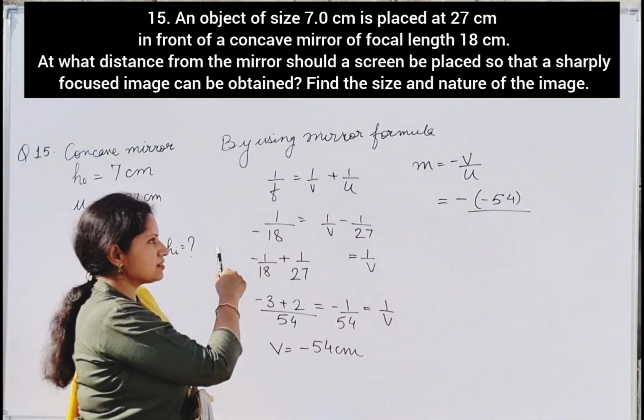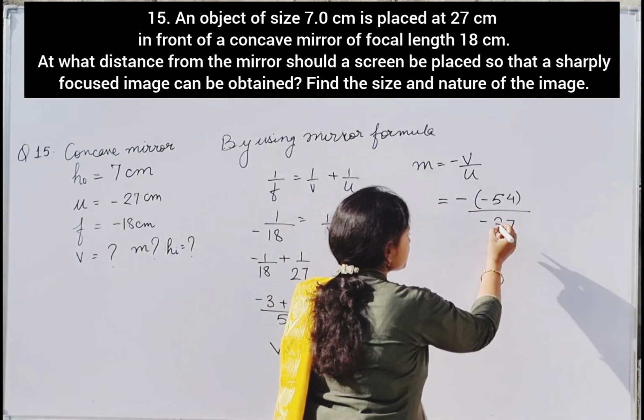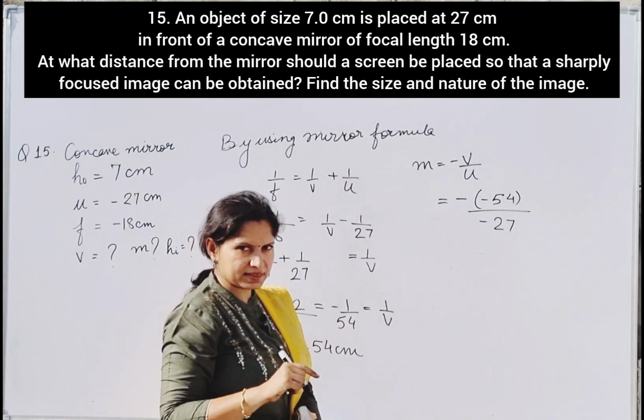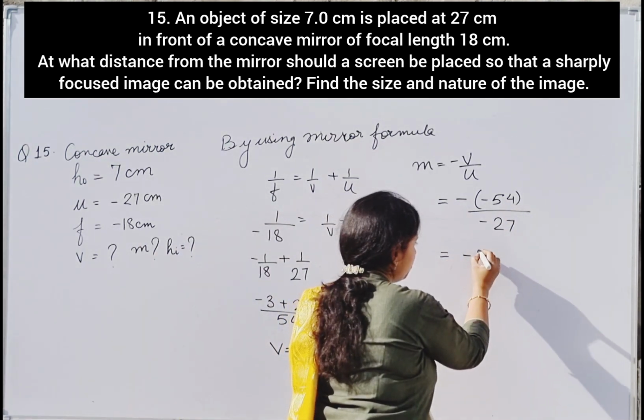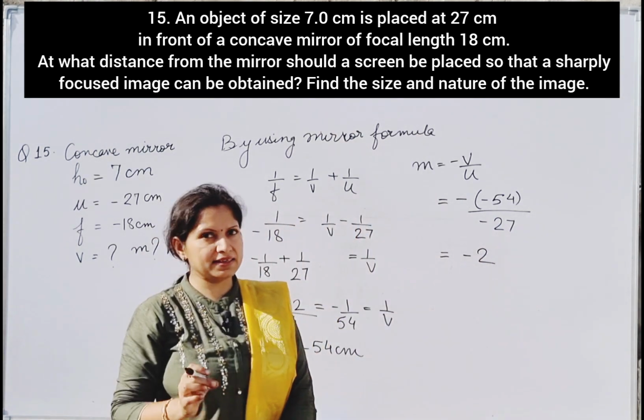divided by u is minus 27. So minus and minus gets cancelled, but still one minus is there. So minus L will still remain, and 27 2 times is 54. So the answer is going to be minus 2.